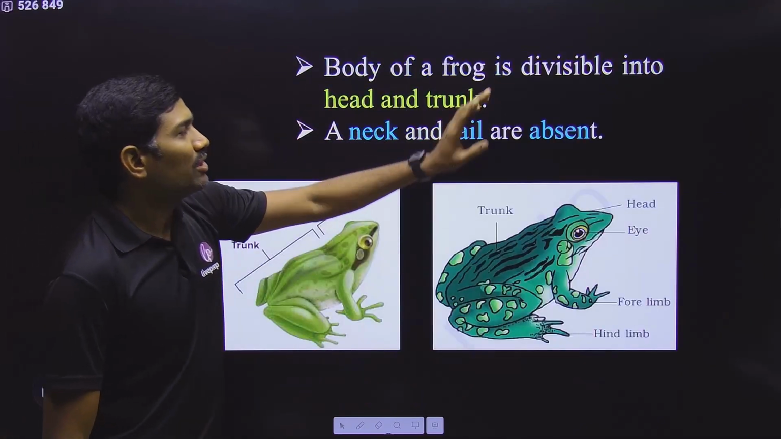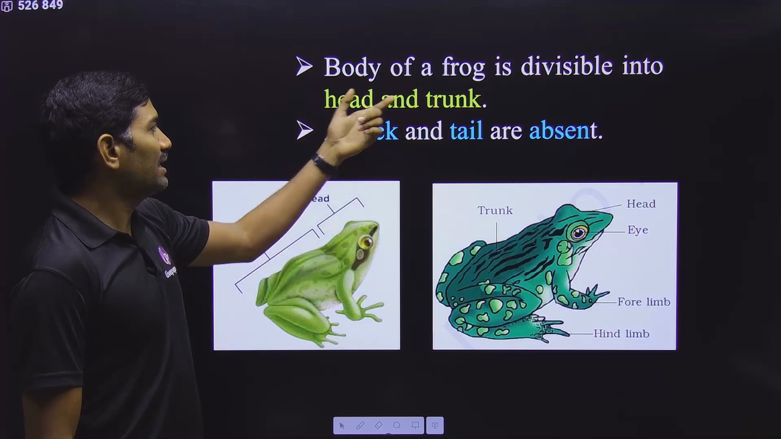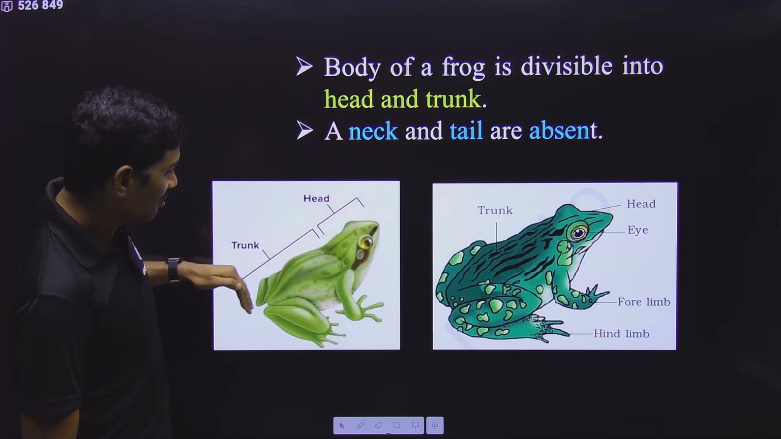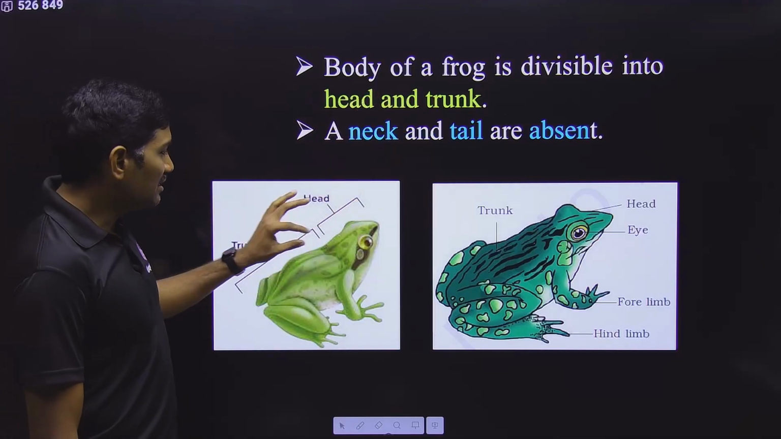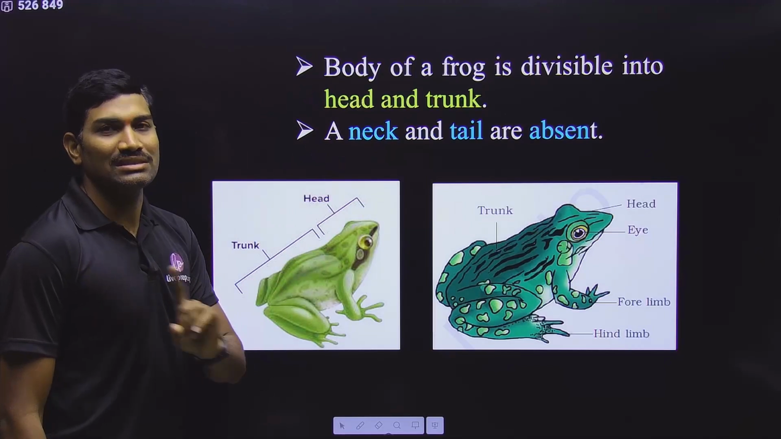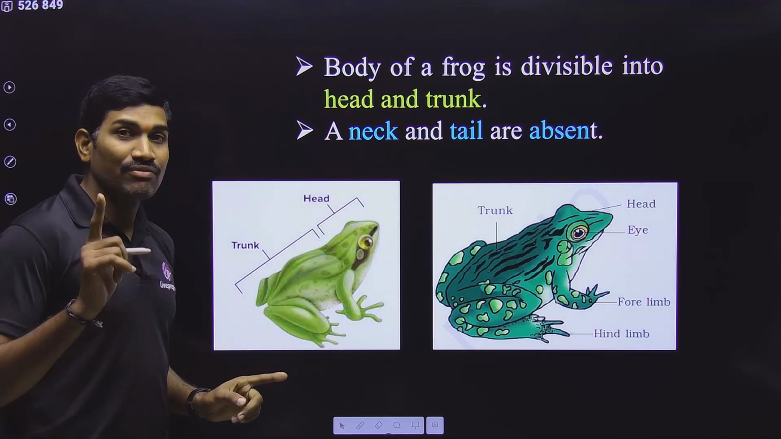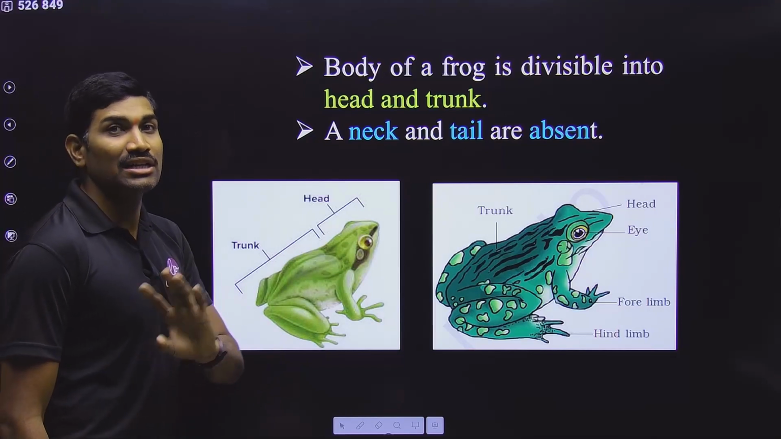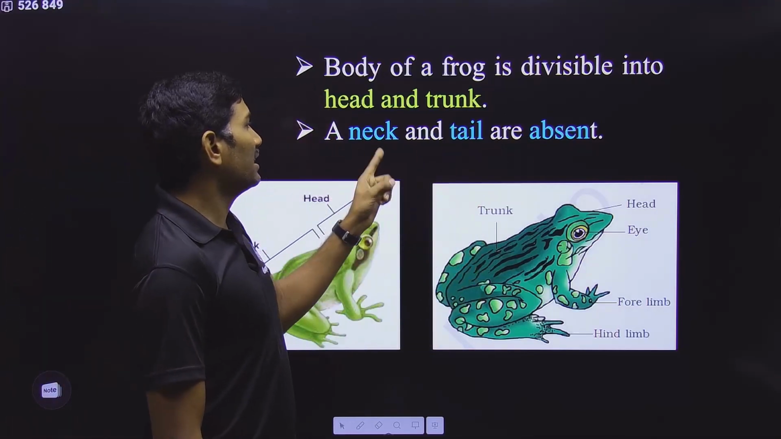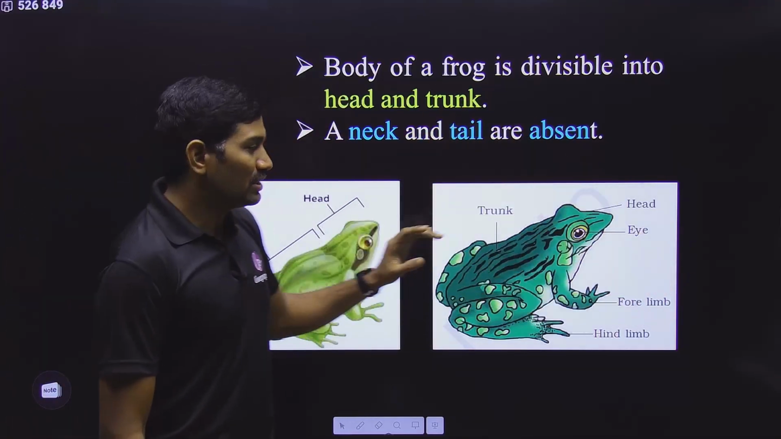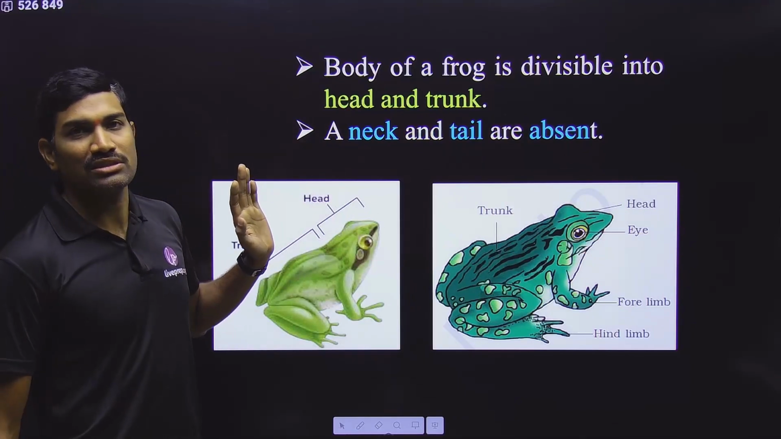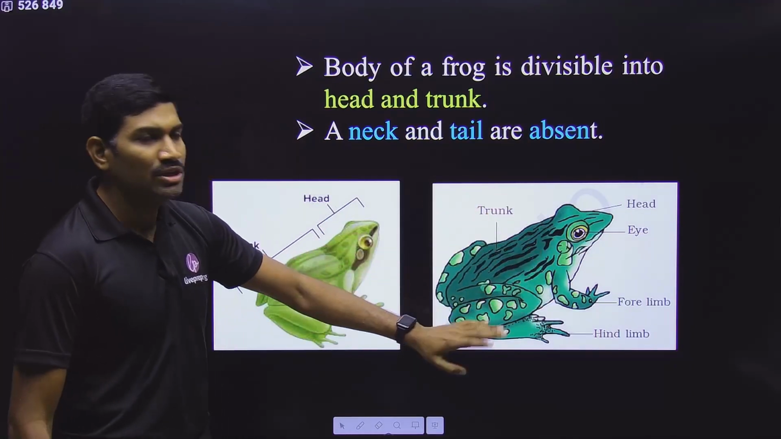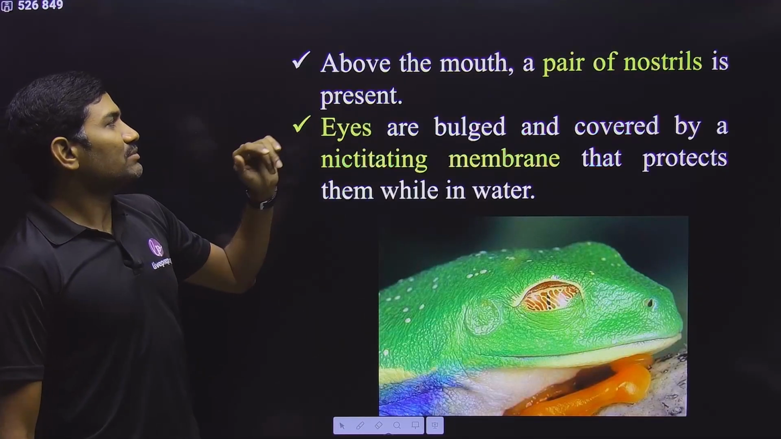Next one. The body of the frog is divisible into head and trunk. This is the head part, and the remaining all is called the trunk part. In this case, we are not using the term neck. And here we are talking about the adult frog. The adult frog does not have a tail. Please remember, the adult does not have a tail. So neck and tail are absent. It has only head and trunk portions. That's it. This is the NCERT diagram, so observe carefully.